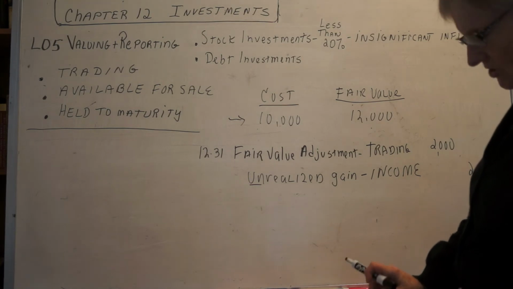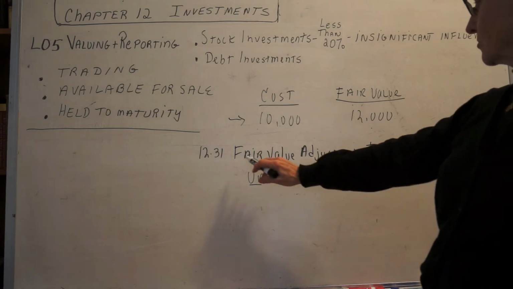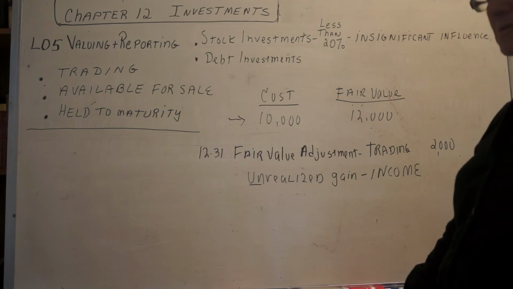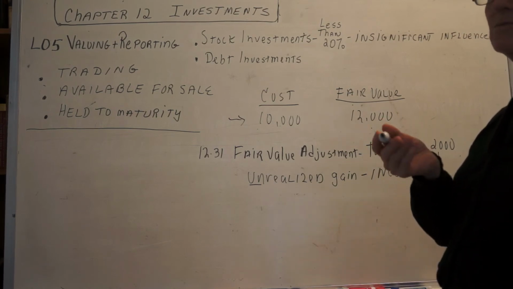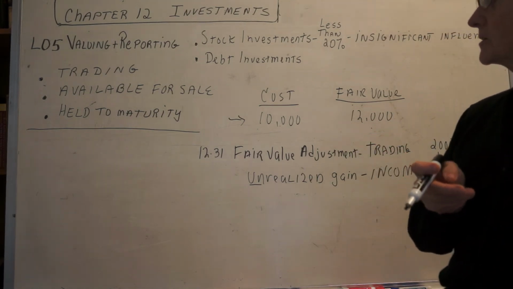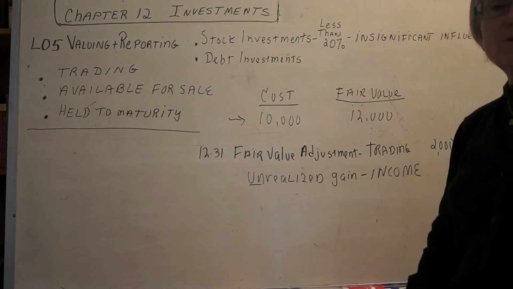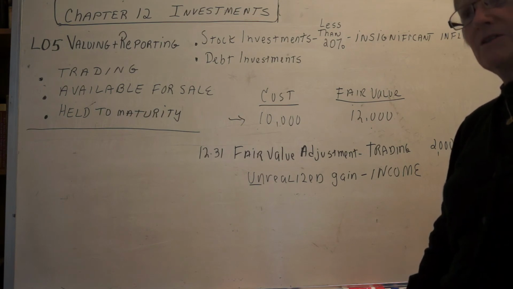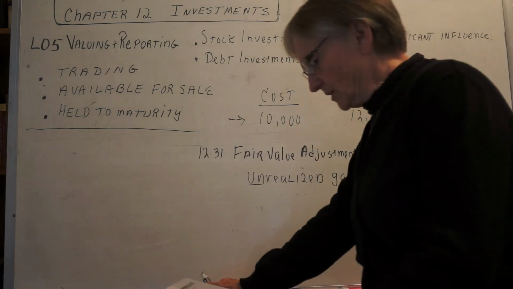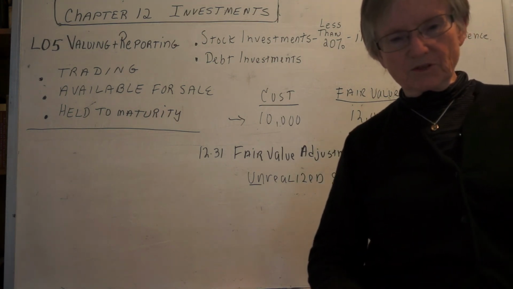Okay, so now how does that show up on the balance sheet? You're going to have your trading securities at fair value, generally pretty much right after cash on your balance sheet in the current assets section. So it would be trading securities at fair value. Unrealized gain or loss income is going to be reported on your income statement under other revenues and gains or other expenses and losses.